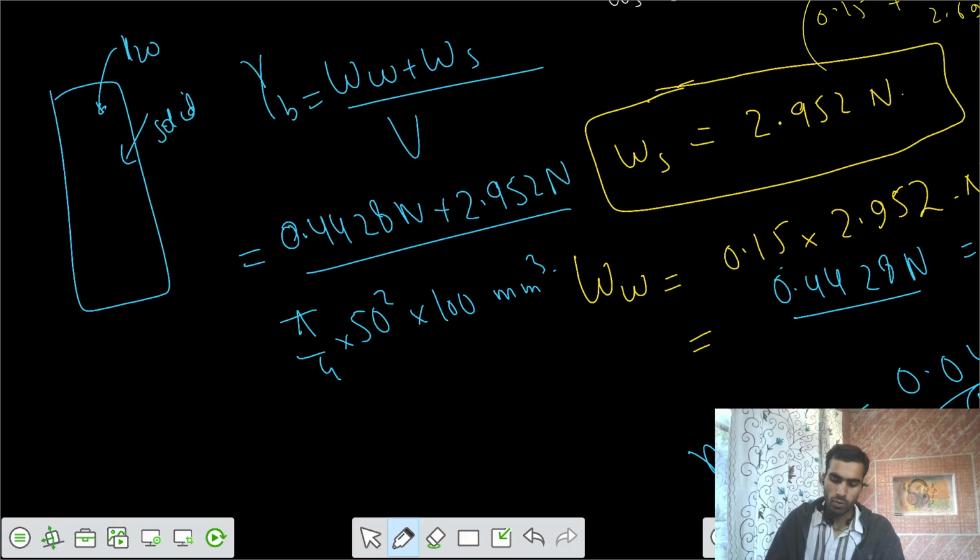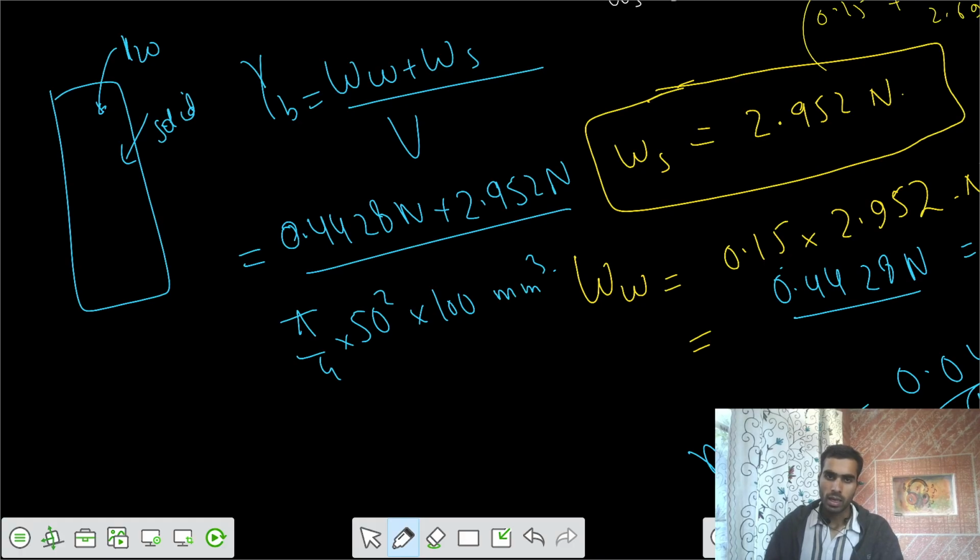That's 0.4428 plus 2.952 divided by 0.25 into pi by 4, d square, into 100, into 100. So I got that value.